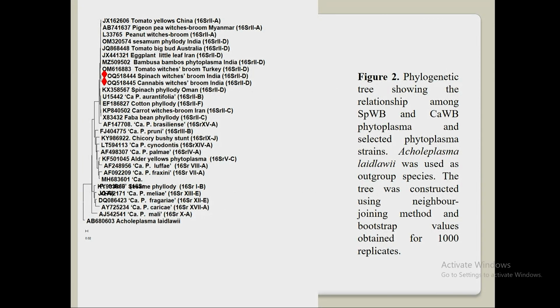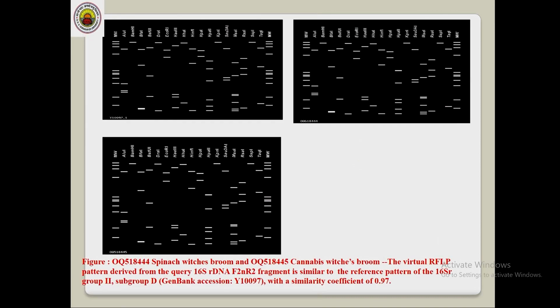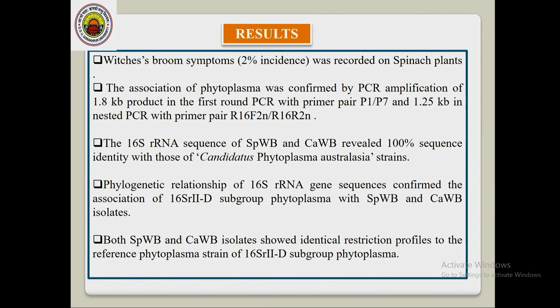In the phylogenetic tree, both isolates, spinach witch's broom and cannabis witch's broom, shared highest similarity with 16SrII group phytoplasma. RFLP was performed using 17 restriction enzymes profiling, and here we also found association of group II, subgroup D phytoplasma. Now, the results: witch's broom symptoms were recorded on spinach plants with 2% disease incidence.